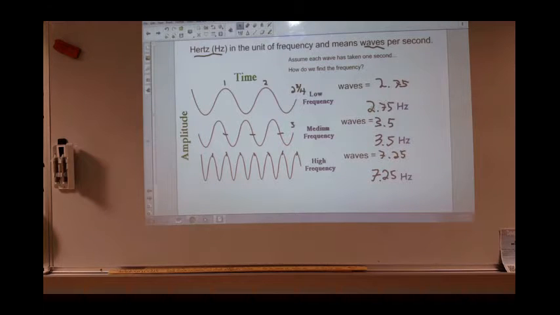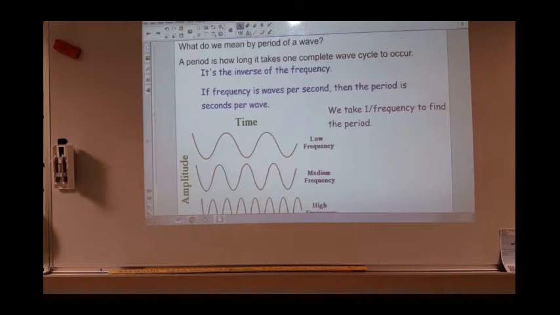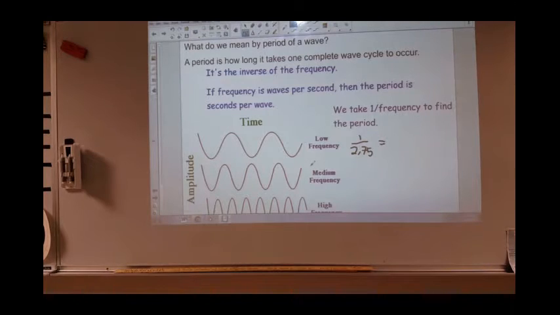So in this case, we knew the frequency for the first one was 2.75 hertz. So the period would be 1 divided by 2.75, which equals 0.36. And on the calculator it says 0.363636. I'm okay with you rounding there. And so this would be labeled in seconds. So every 0.36 seconds is one wave, is what a period would mean.